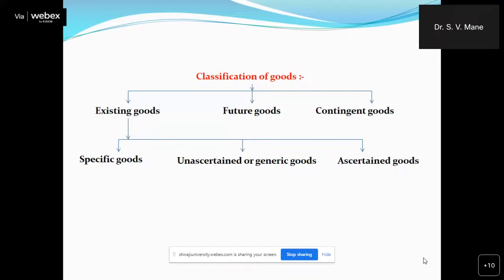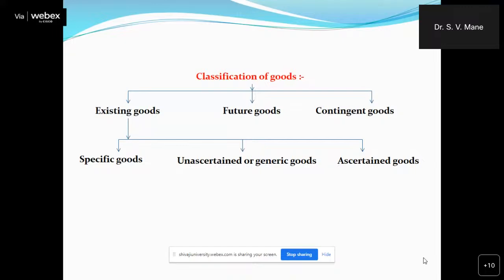So second one is future goods. According to section 2 subsection 6 of the Sale of Goods Act 1930, future goods means the goods which a seller does not possess at the time of the contract, but which will be manufactured, produced or acquired by him after the making of the contract of sale.